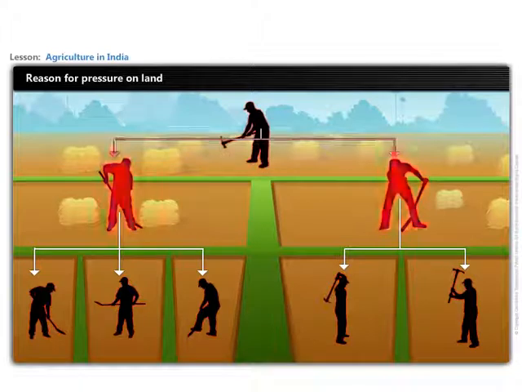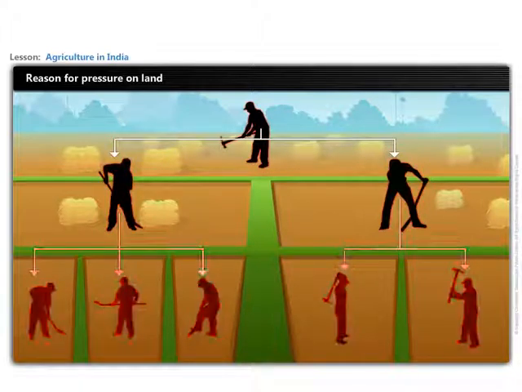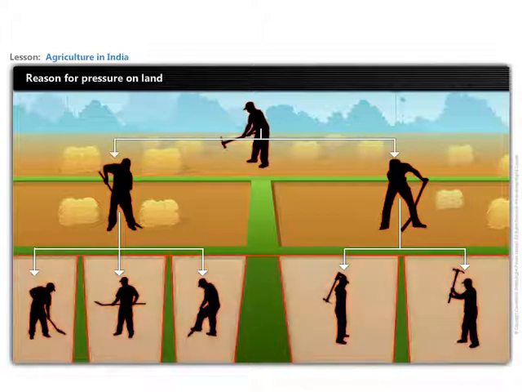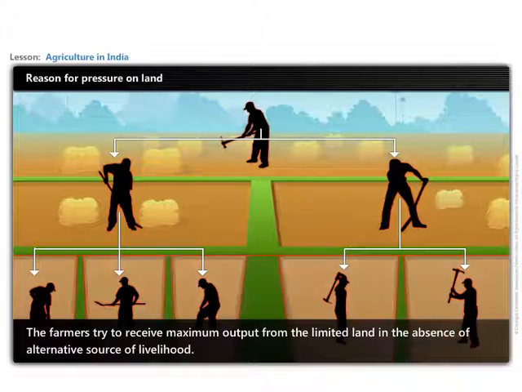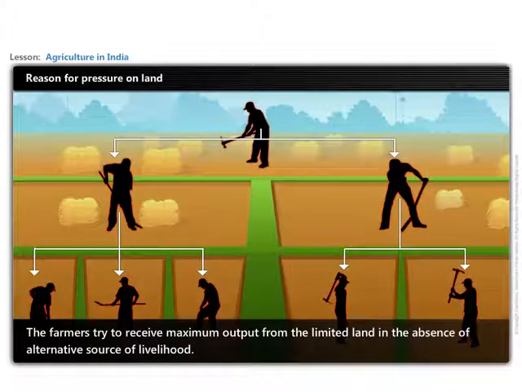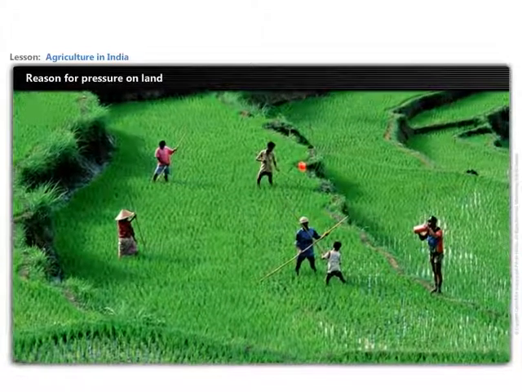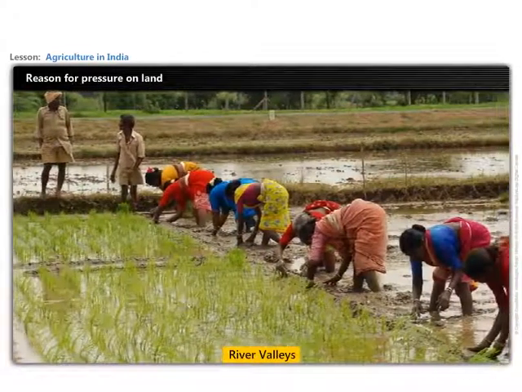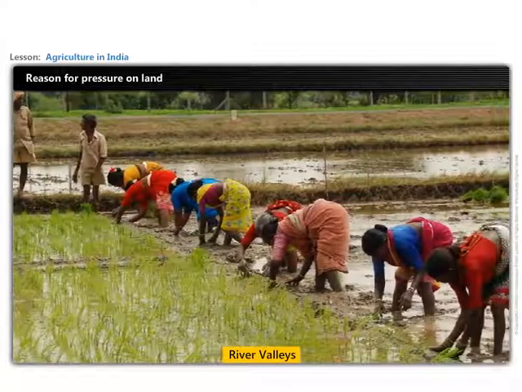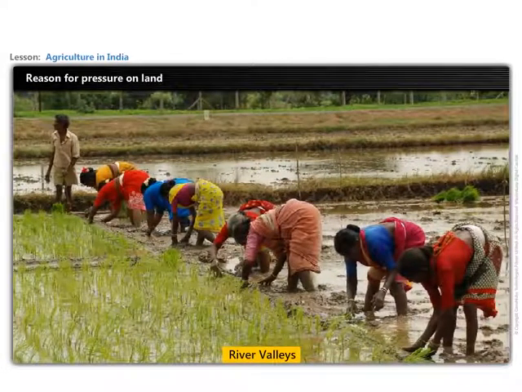Right to inheritance leads to diversion of land in successive generations, which results in uneconomic land holding size. The farmers try to receive maximum output from the limited land in the absence of alternative source of livelihood. As the human population grew in some major river valleys, intensive farming methods became necessary to level the carrying capacity of the environment.